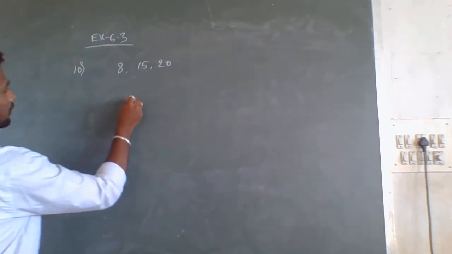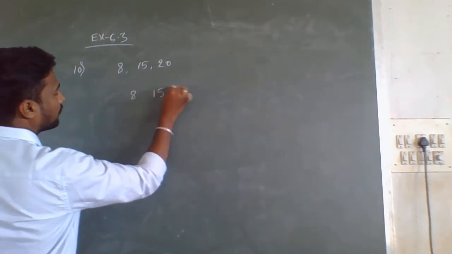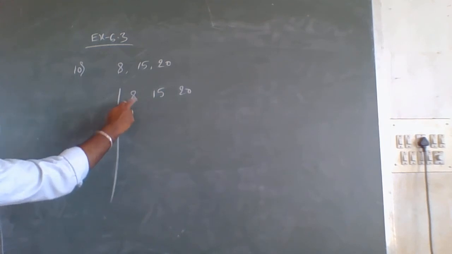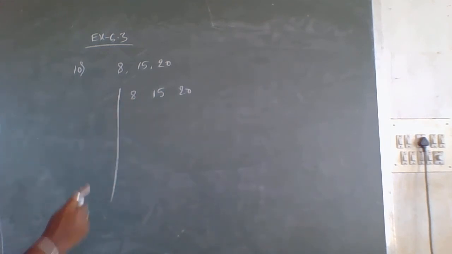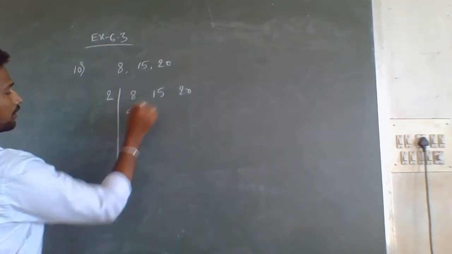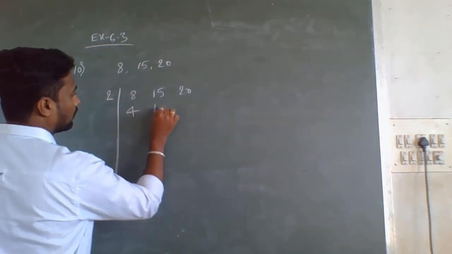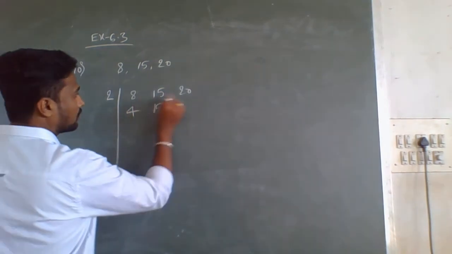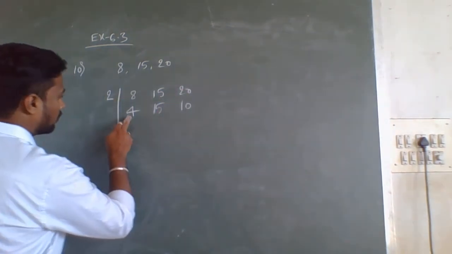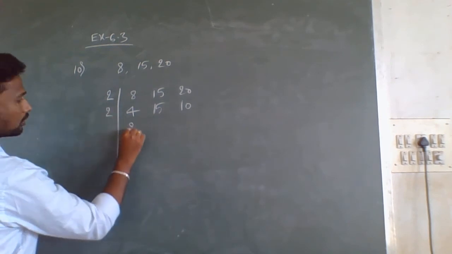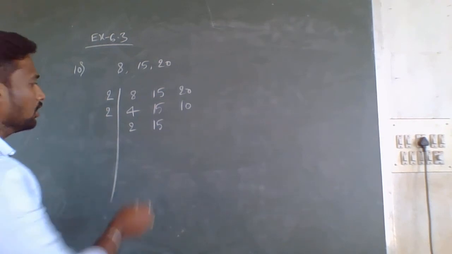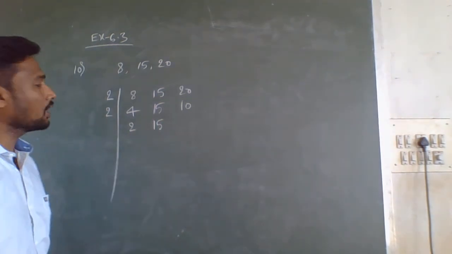So by the prime factorization method I will write here 8, 15, 20. The first number is 8, so I will start with 2 because 8 comes in the table of 2, therefore 2 for the 8. 15 is not there in table 2, so I will write it as it is. Next 20 is there, therefore 2 tens are 20. Next again 4 is there in table 2, so 2 twos are 4, and I will write this 15 as it is because 15 is not there in table 2.